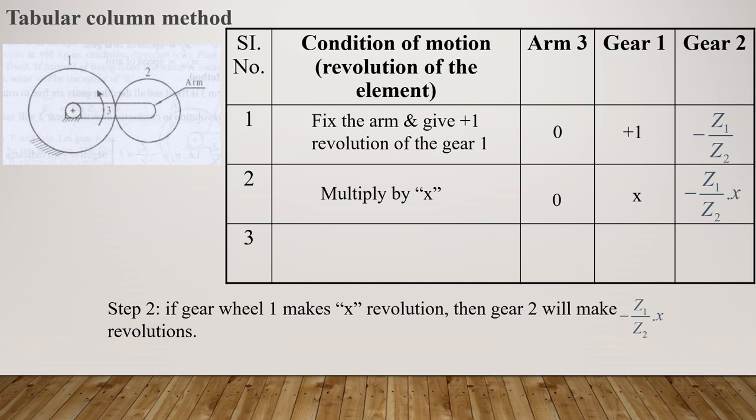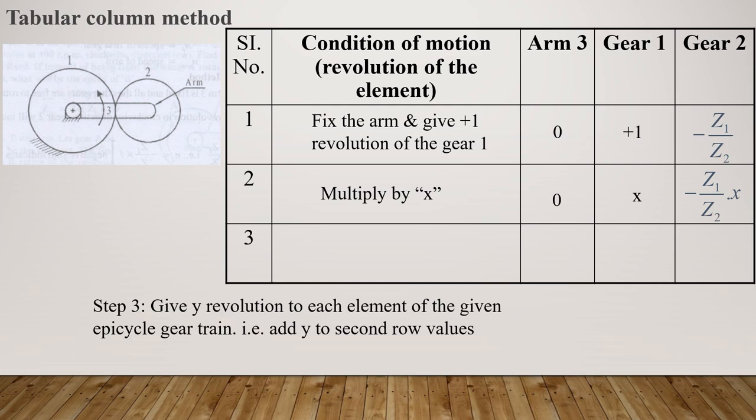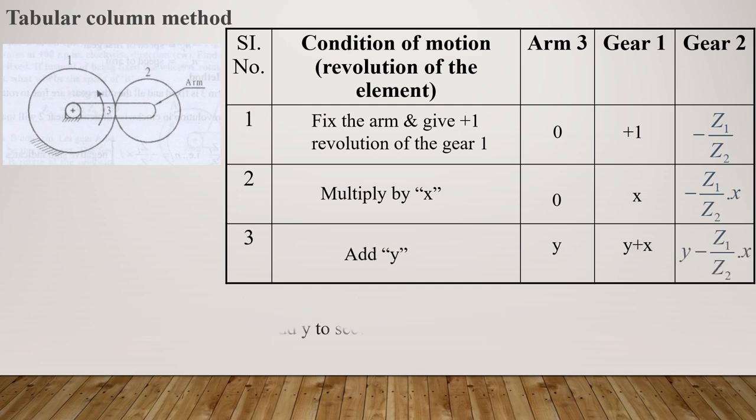So that is the second step. Multiply x. Whatever expression you got, multiply x to that. Third step: you have increased it by x, now again add y to this. Okay, the third step is adding some value y to this expression. So 0 plus y, you will get y; x plus y, that is y plus x. So y minus z1 by z2 into x. This is the expression.